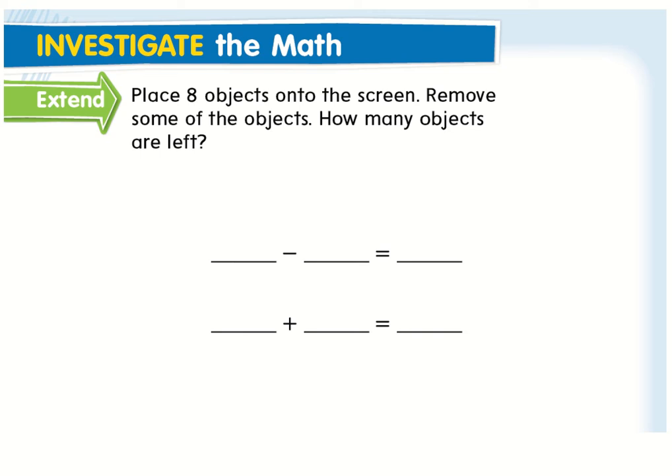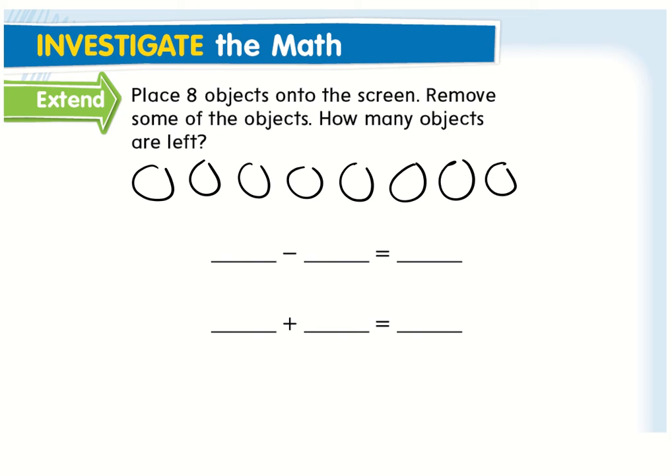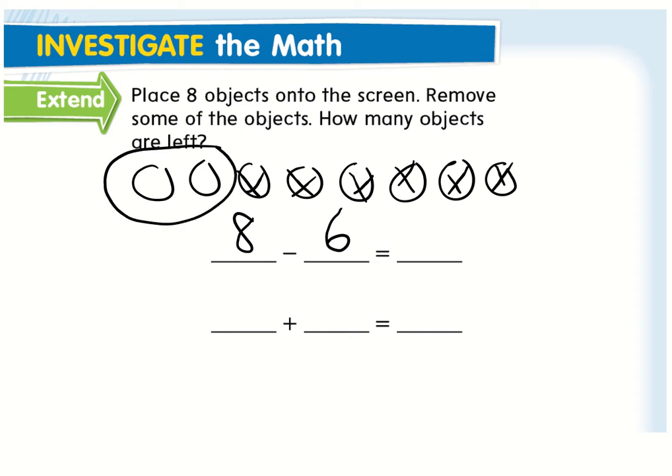What I'm going to do right now is place 8 circles on the screen. 2, 3, 4, 5, 6, 7, and 8. Awesome. I'm going to take some away. It's going to be a random number, so let's just start moving here. So 1, 2, 3, 4. Let's just take away 5. Actually, you know what? Let's do 6. So for my subtraction problem up top, I know that I have 8 minus 6 of them, and what is left is going to be 2.